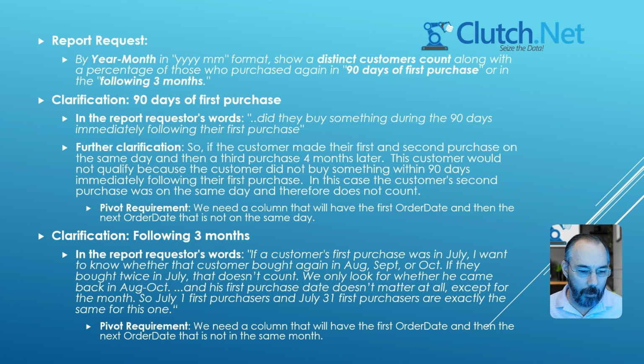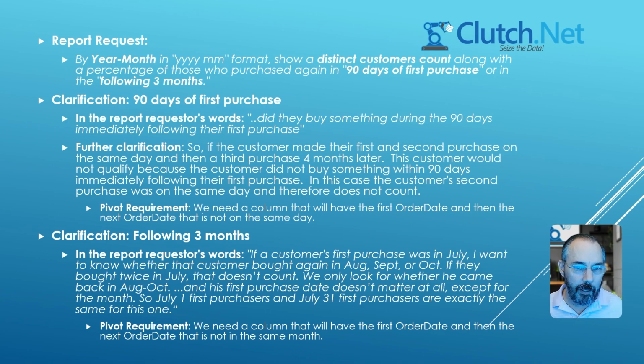So in the report requester's words, if a customer's first purchase was in July, I want to know whether the customer bought again in August, September, or October. If they bought twice in July, that doesn't count. We only look for whether he came back between August and October, and his first purchase date doesn't matter at all except for the month. So July 1st purchasers and July 31st purchasers are exactly the same for this one.